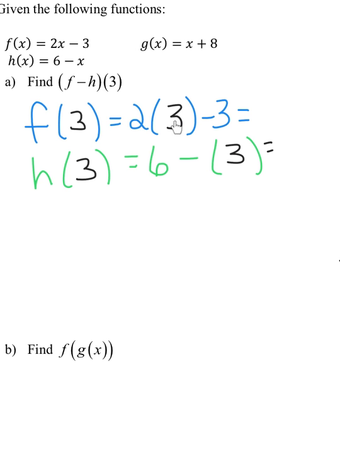All right, so I've plugged in my 3 here, and I get 6 minus 3, which is 3. And here I get 6 minus 3 again, which is also 3. And 3 minus 3 equals 0. So my value for this answer of f minus h of 3 equals 0.